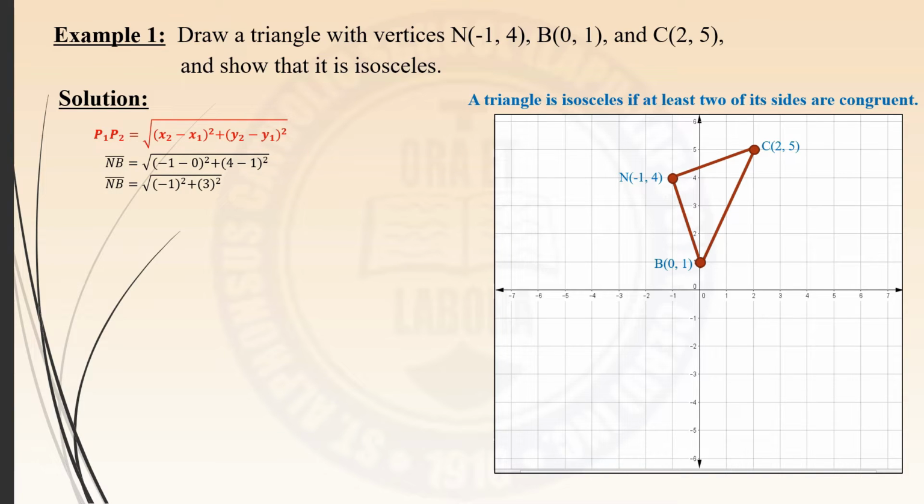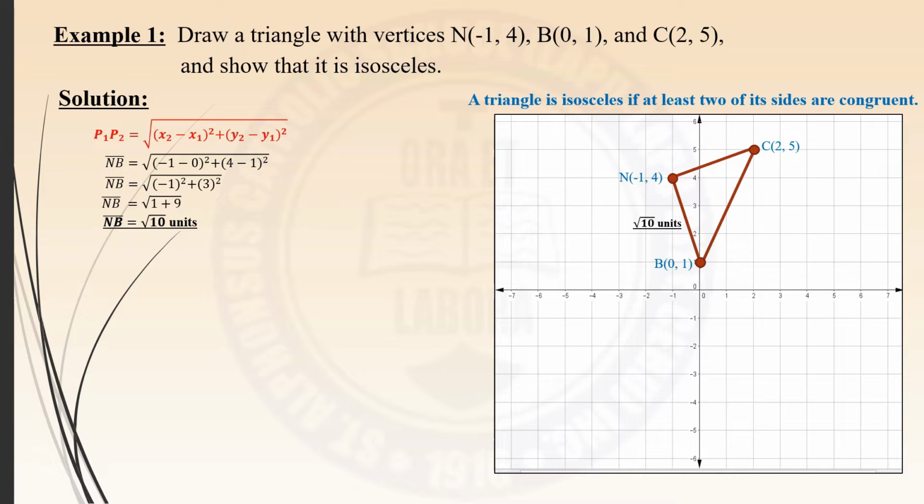-1 minus 0, the answer would be -1. 4 minus 1, the answer would be 3. And our equation will become line segment NB is equal to the square root of -1 squared plus 3 squared. And -1 squared, the answer is 1, and 3 squared, the answer is 9. And simplify them further, and line segment NB is equal to the square root of 10 units. So from point N to point B, its distance is square root of 10 units.